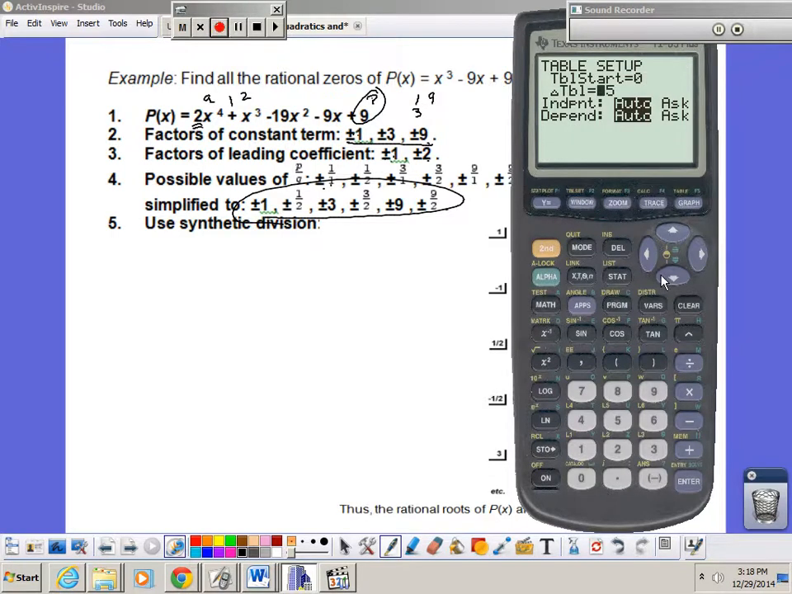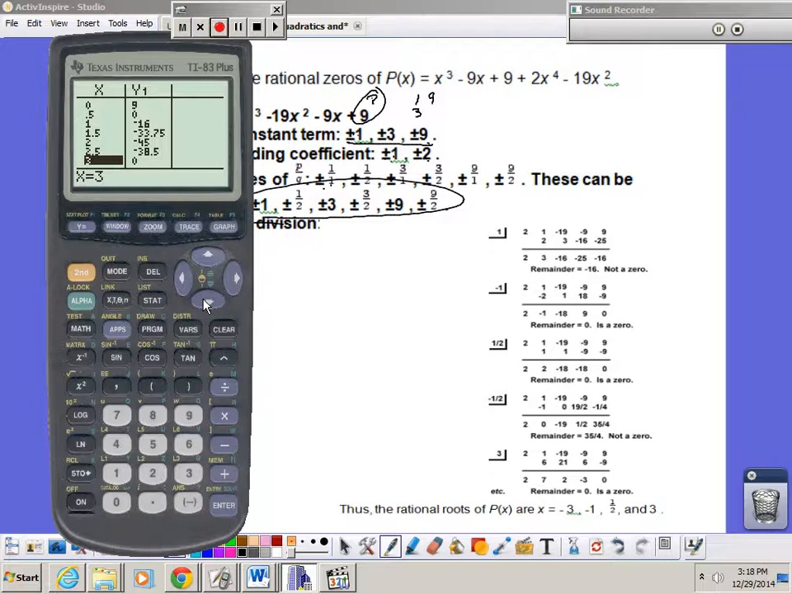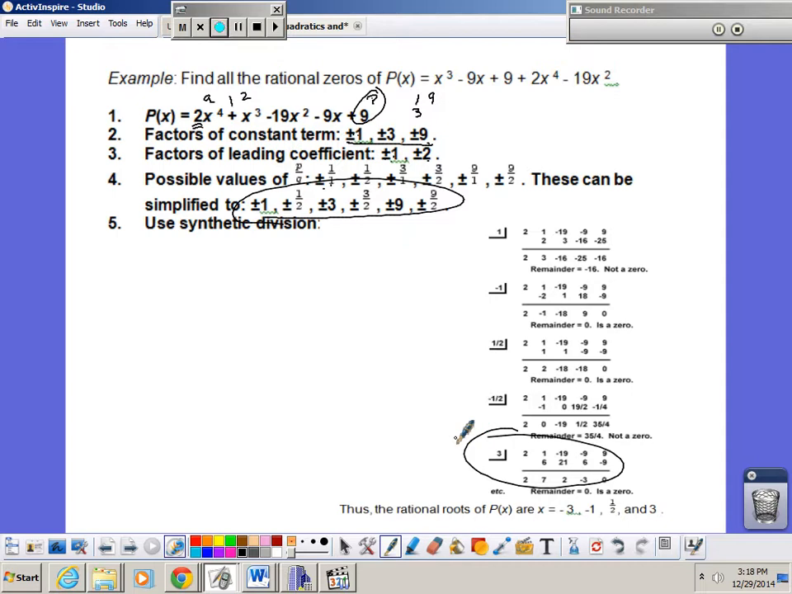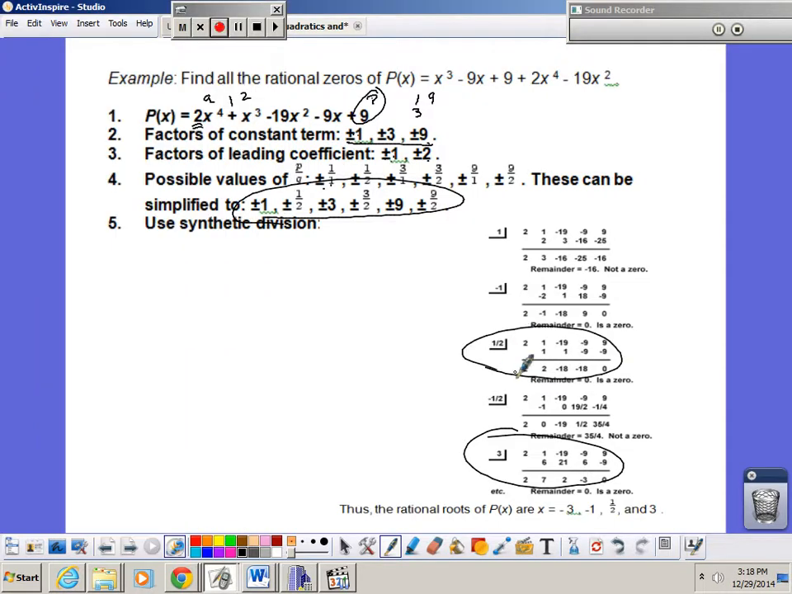Start at 0 and count by 1s. Well, I need 0.5s because I have a half there. I have halves and 1 1/2, so I'm going to need to count by 0.5s. I'm going to find some zeros. Okay, I have a 0 at 3, so I could do 3 and prove it right here. I have a 0 at 0.5, a half. Prove it.